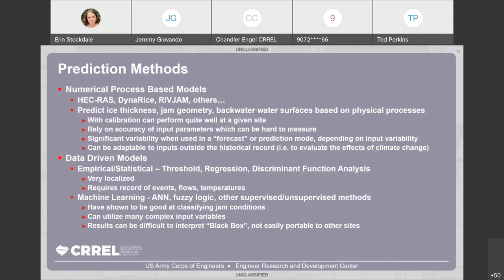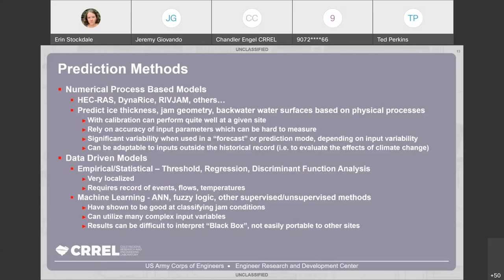So there are some more classic empirical statistical models that are built using a record of events and variables that are thought to contribute to ice jam events, things like temperature, flow rates, kind of the obvious things. These statistical tools are used to relate these causal variables to the outcome of whether you get a jam or not at a specific location. So that's one of the more simple models.